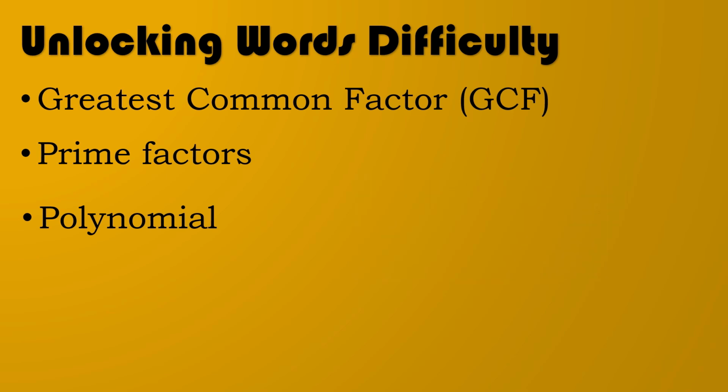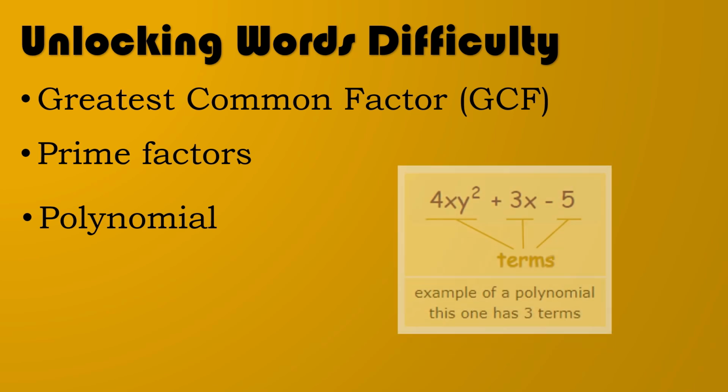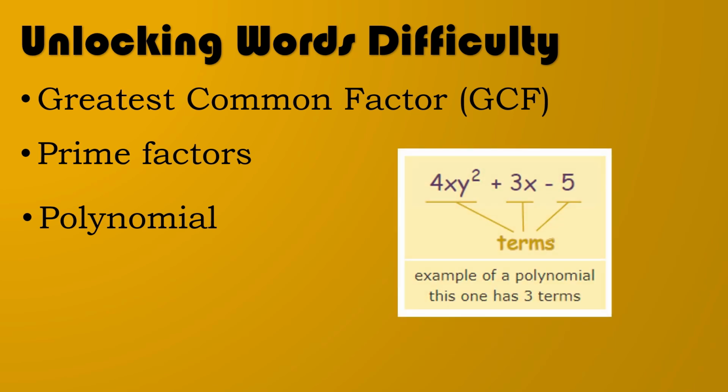Polynomial. Polynomial comes from the poly, meaning many, and nomial, in this case, meaning term. So it says many terms. A polynomial can have constants, variables, and exponents that can be combined by addition, subtraction, multiplication, division. However, there are exceptions. The terms cannot be divided by a variable, and the exponents of the variables can only be whole numbers. In our example, the polynomial 4xy squared plus 3x minus 5 consists of three terms, namely 4xy squared, 3x, and 5 or negative 5.